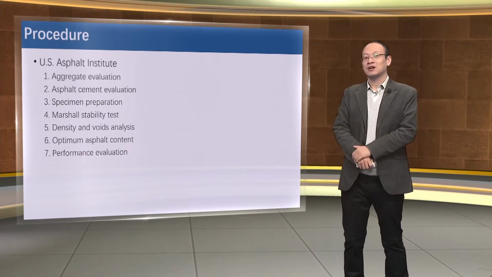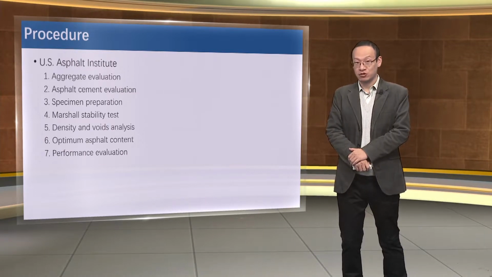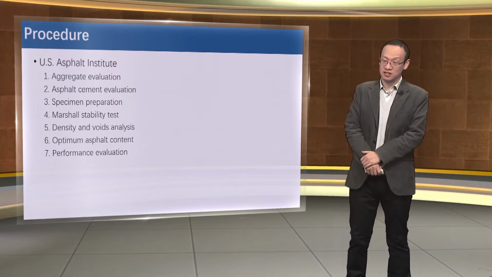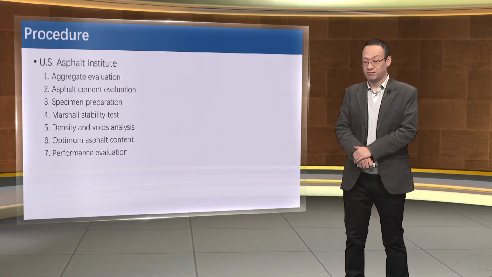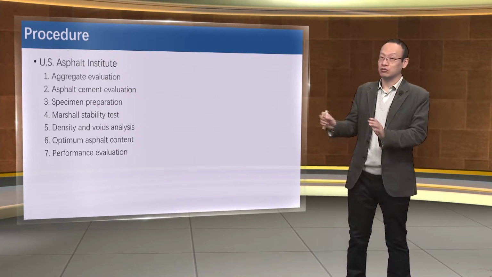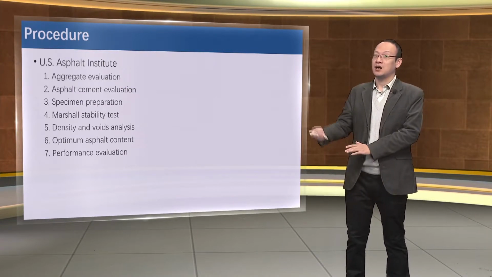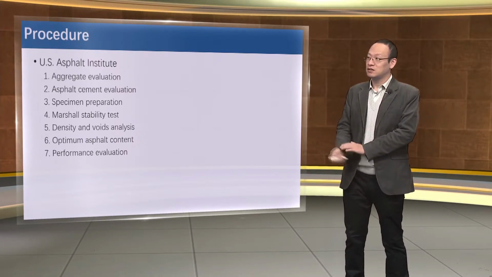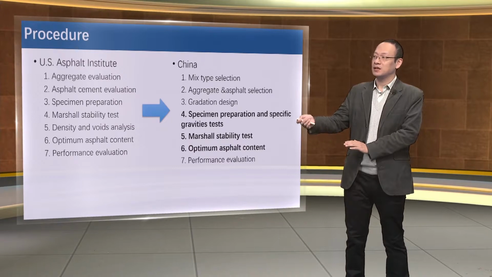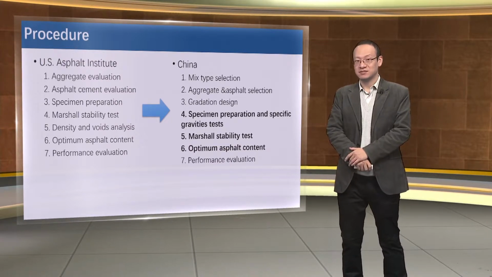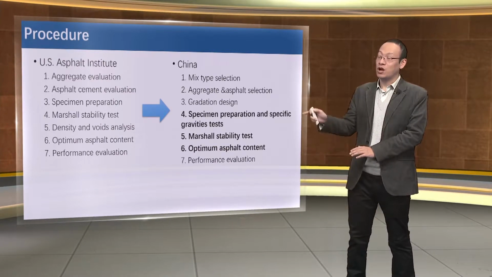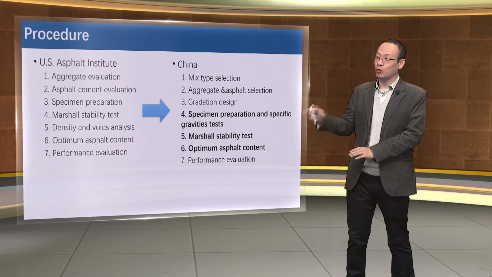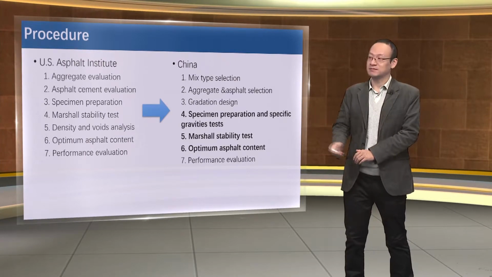So after Marshall developed the Marshall method, the U.S. Asphalt Institute standardized this method. It generally includes 7 steps. And China imported this method, made several revisions. It also includes 7 steps. Next, we are going to go through the whole procedure step by step.